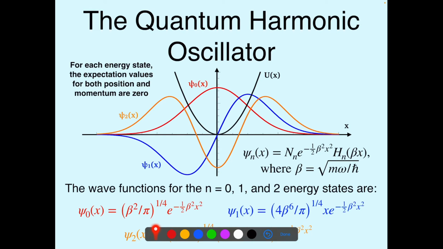And then the same thing goes for momentum. The momentum expectation value is also 0. That means your oscillator spends just as much time traveling in the positive x direction as it does traveling in the negative x direction. So it has positive momentum sometimes, it has negative momentum other times, and it all averages out to 0 momentum because it doesn't have any sort of preference for moving to the left or moving to the right.